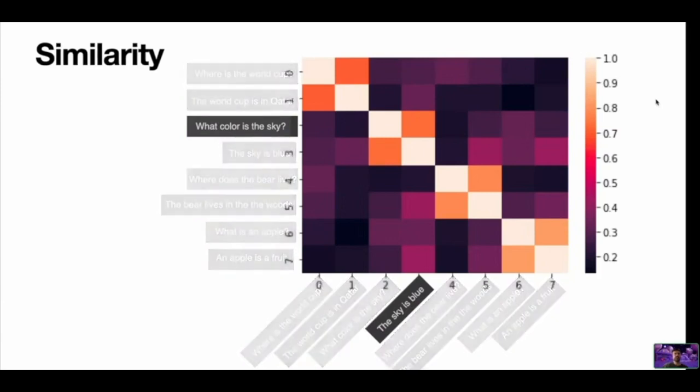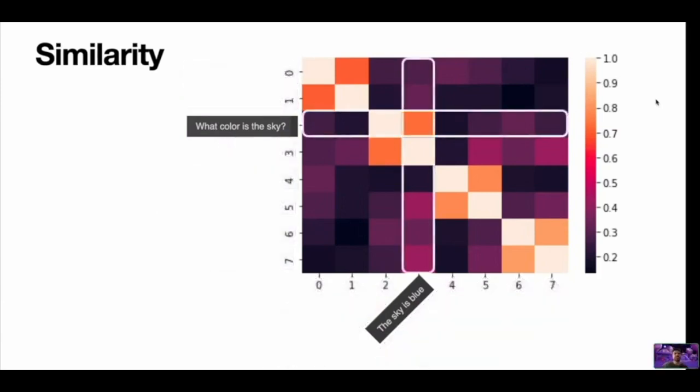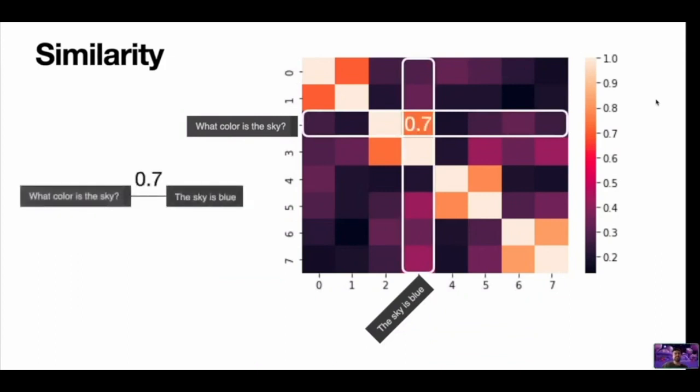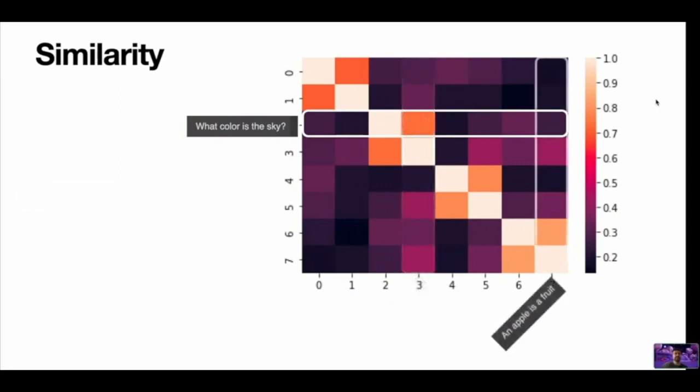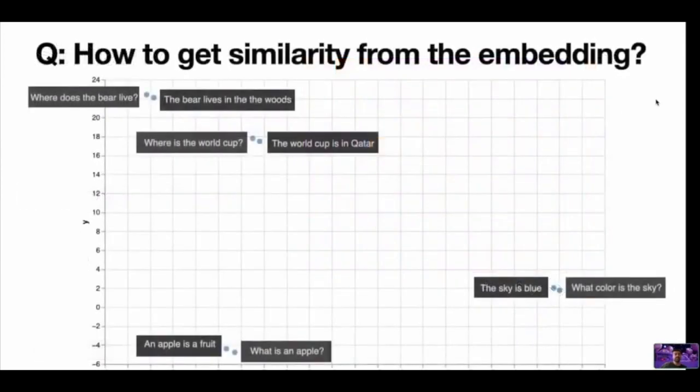For example, "What color is the sky?" and "The sky is blue" have a similarity of somewhere around 0.7, and that means they're close in the embedding, right? And if I look at "What color is the sky?" and "An apple is a fruit," it's close to 0. That similarity is probably not exactly 0, but something very small. So that tells us that our embedding is something like this.